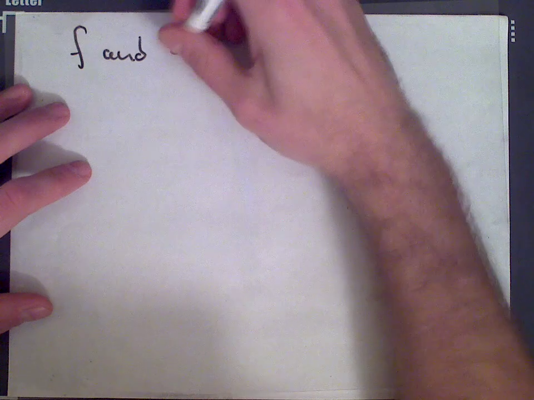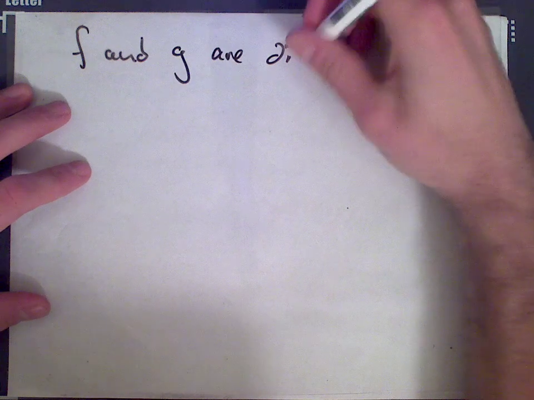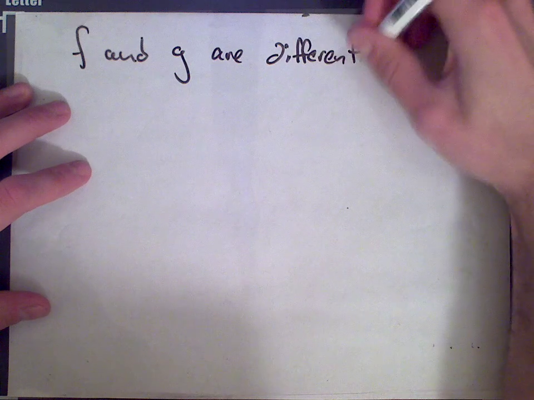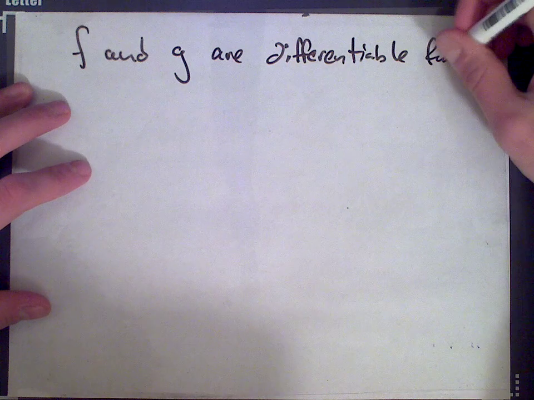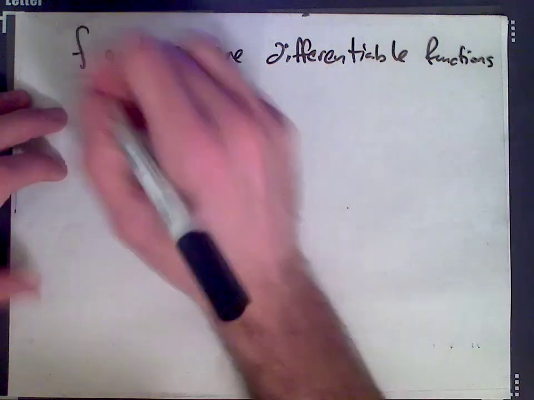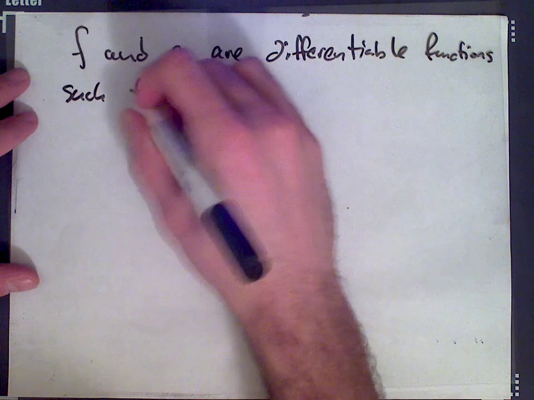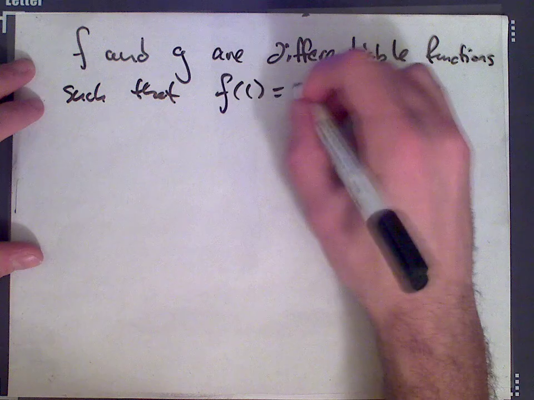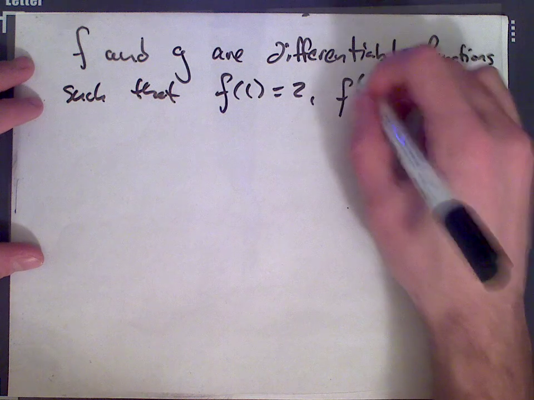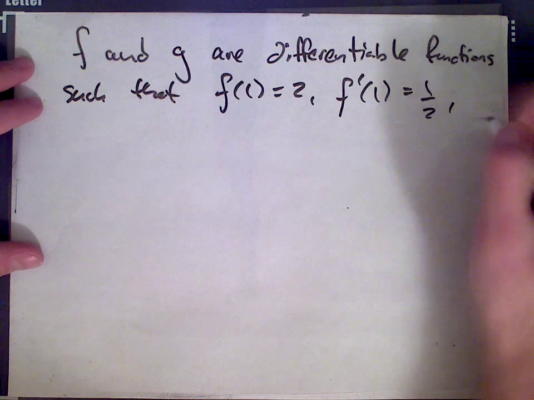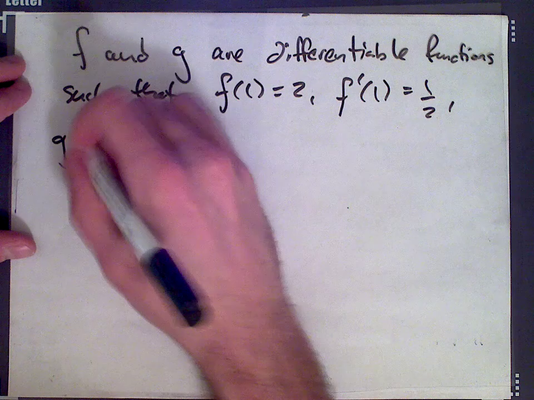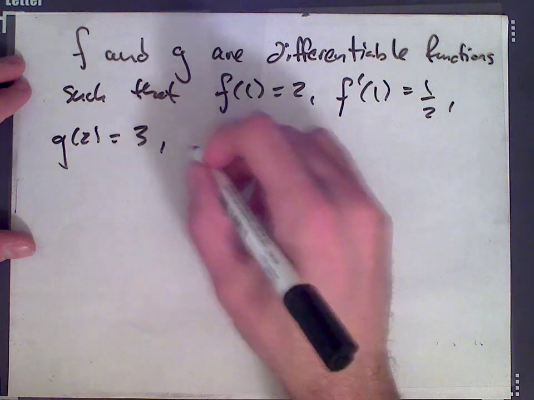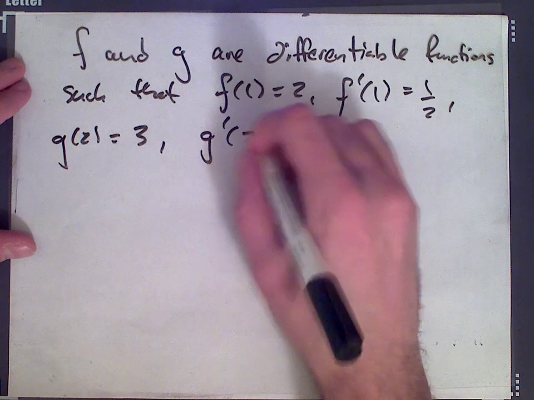We have f and g are differentiable functions such that, so we're given a list of values here. We have f of 1 is 2, f prime of 1 is a half, g of 2 is 3, and g prime of 2 is a third.